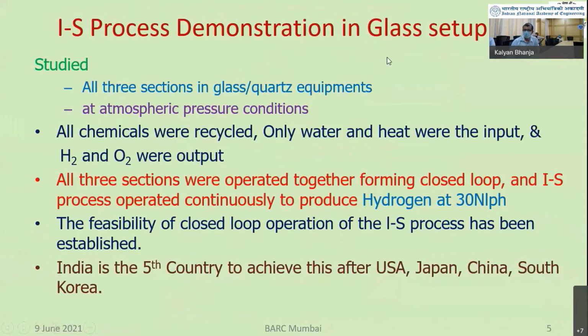So in the glass setup, we have studied all 3 sections, that is Bunsen, hydrochloric acid and sulfuric acid section at atmospheric pressure condition. All chemicals were recycled, and we got hydrogen and oxygen by giving only water and heat as the input. And we could produce hydrogen at 30 normal liter per hour. So the feasibility has been established, and after USA, Japan, China, and South Korea, India is the 5th country to show this glass closed loop operation for IS process.